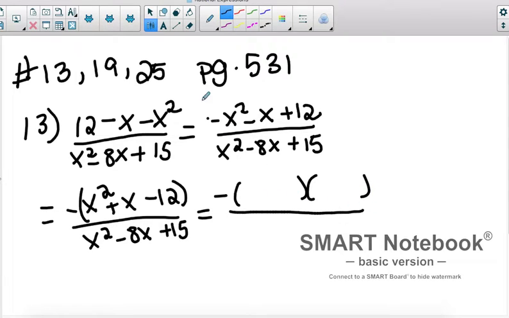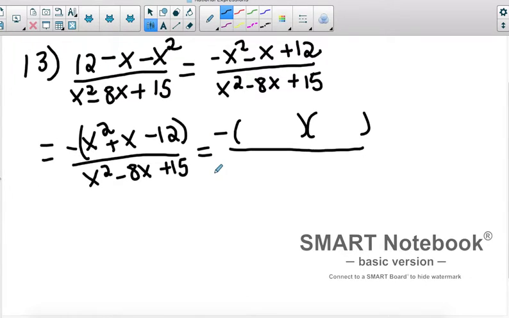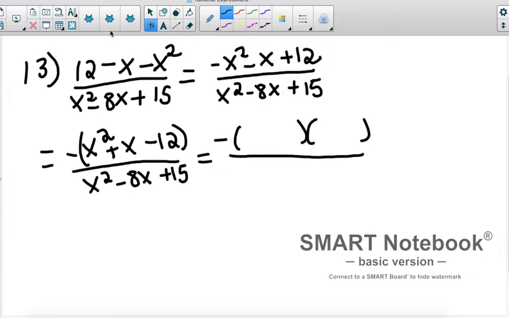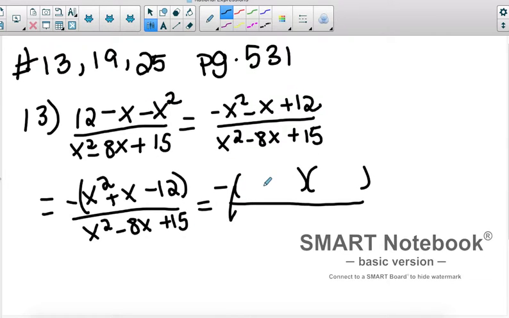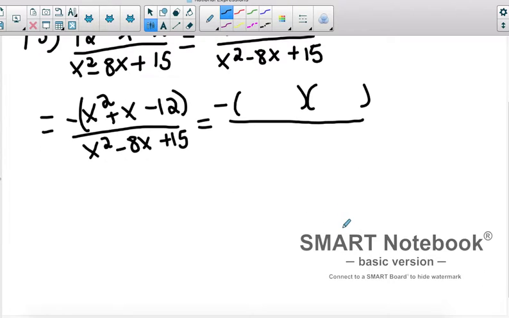Oops, one second. I'm still learning how to use this, so just be patient with me. Let me scroll down. Okay. So let's see. And then in the bottom, oops, again. Okay. Let's see. So we're gonna factor the bottom as well.